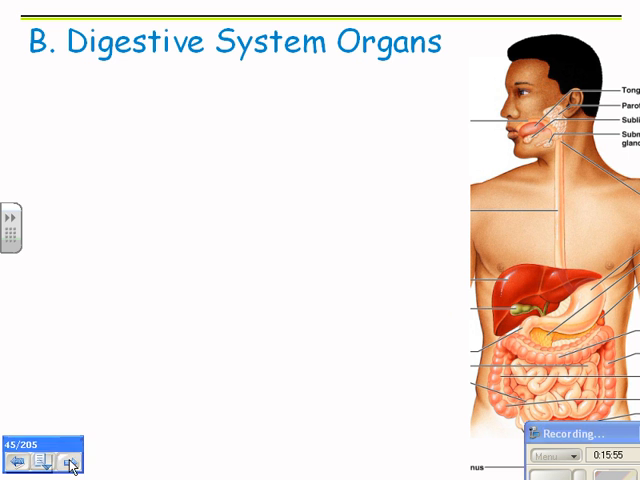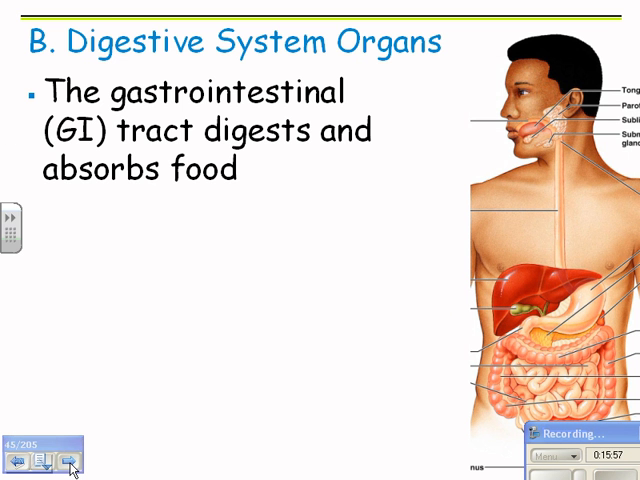All right, digestive system organs. The GI tract, or the gastrointestinal tract, digests and absorbs food.